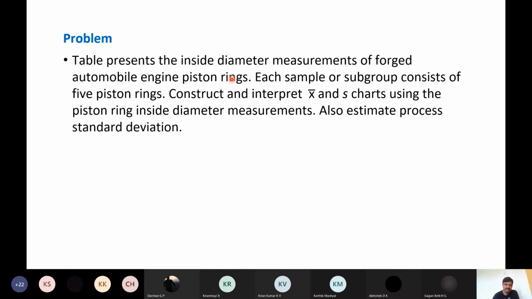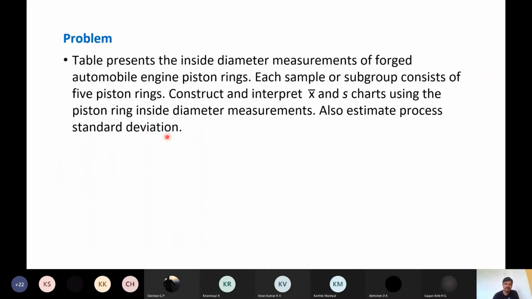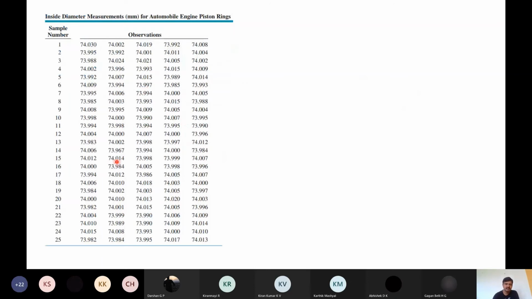So here we have statistics regarding a dimension, that is, the diameter of the engine piston ring. Based on that, we have to plot the X bar and S chart. Then we have to say whether the process is in control or out of control. Then we have to estimate the process standard deviation. This is given in the problem, and along with the problem statement this table will also be given. There are 25 different samples, with 5 observations within each sample.